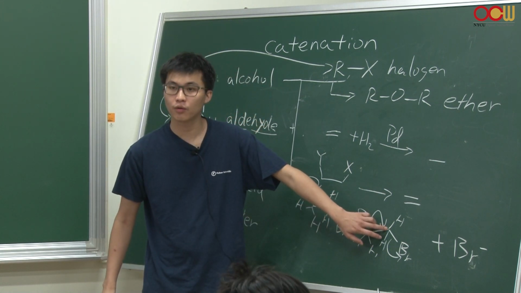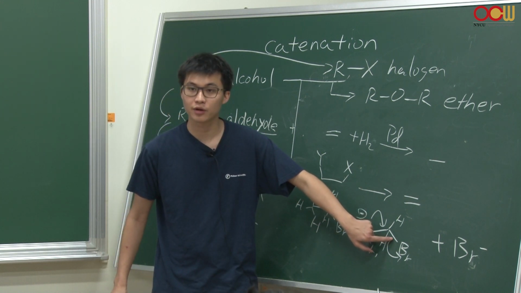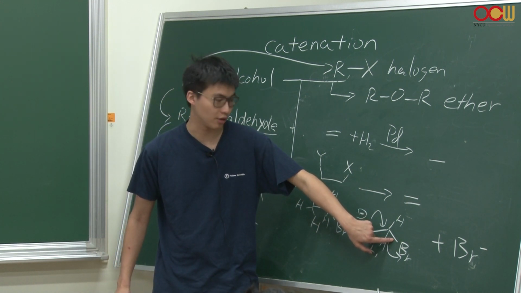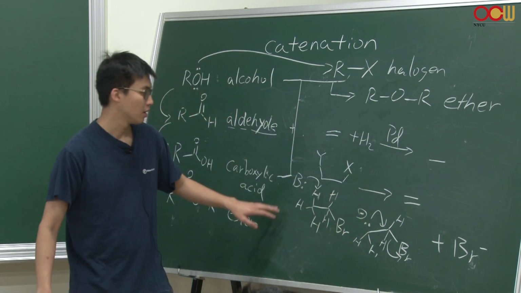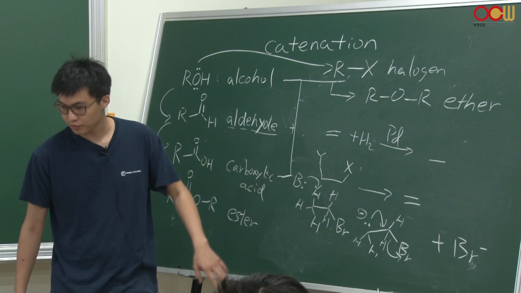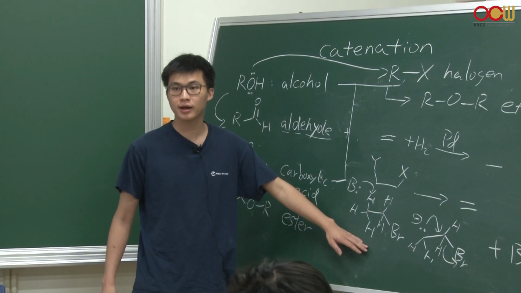Because carbon can only form 4 bonds, okay? So it has to get rid of these electrons. It doesn't want that electron there. So you end up with a bromide here, okay? That makes sense? Okay, so these are elimination reactions.